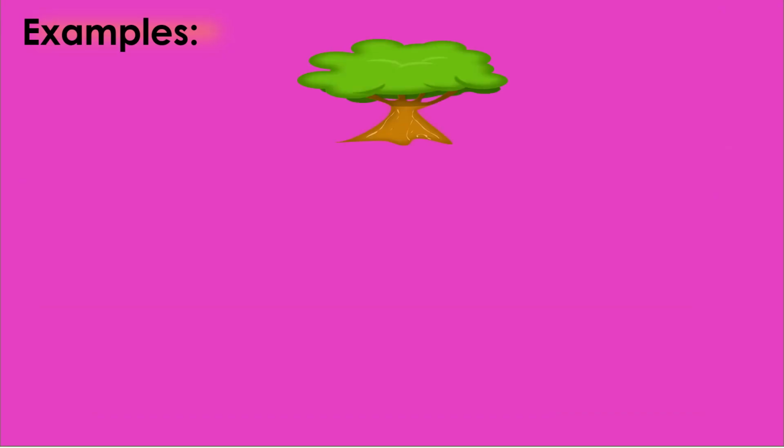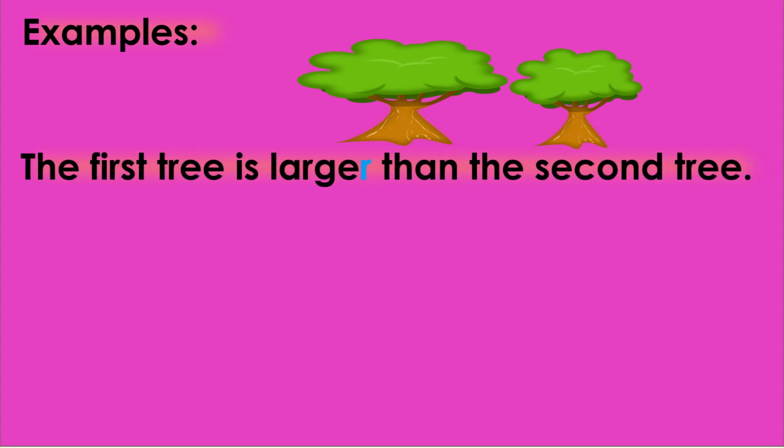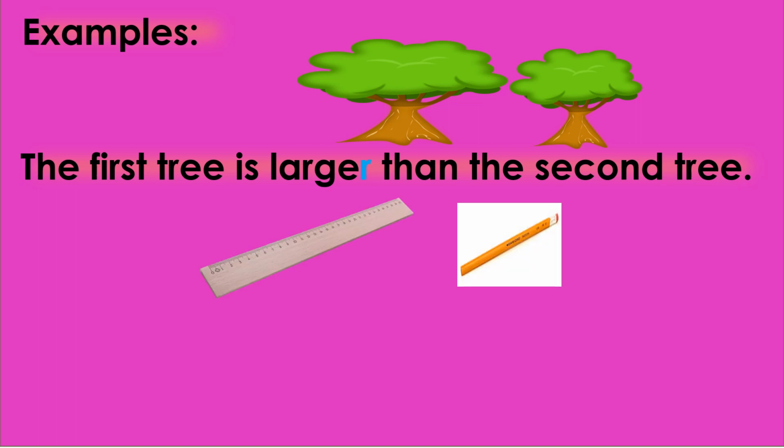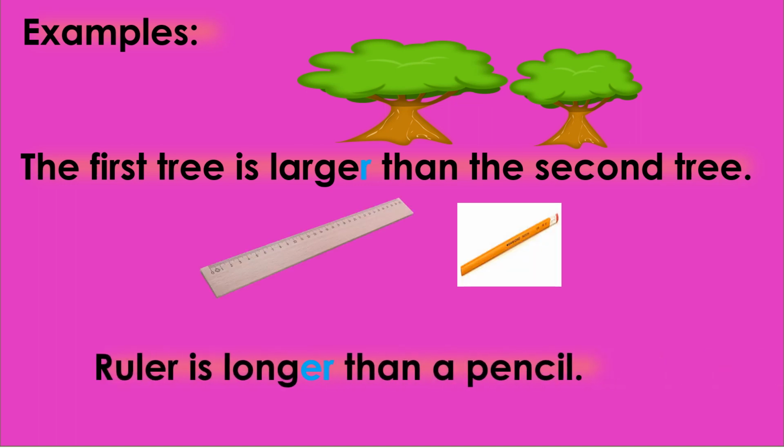Examples: the first tree is larger than the second tree. Larger is in the comparative degree of adjective. We are comparing two trees. Ruler is longer than a pencil. Longer is in the comparative degree. It is comparing two objects, the ruler and the pencil.